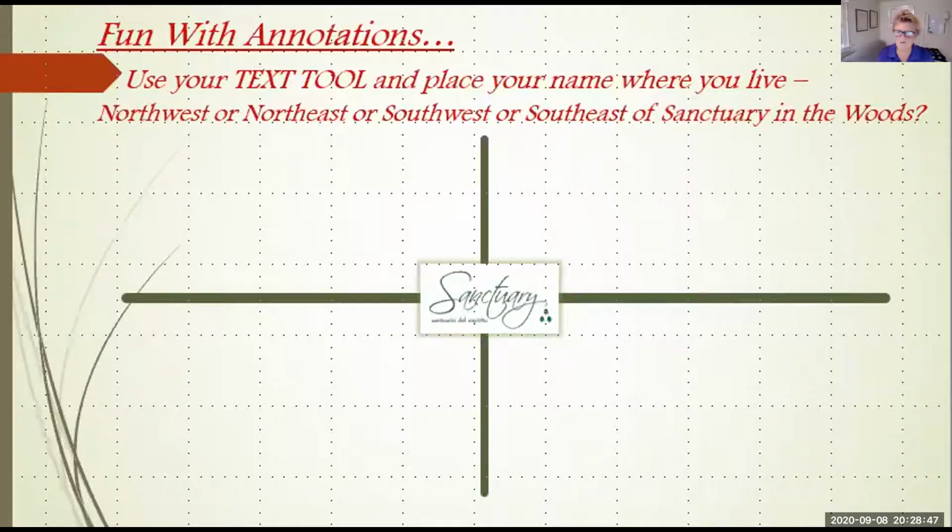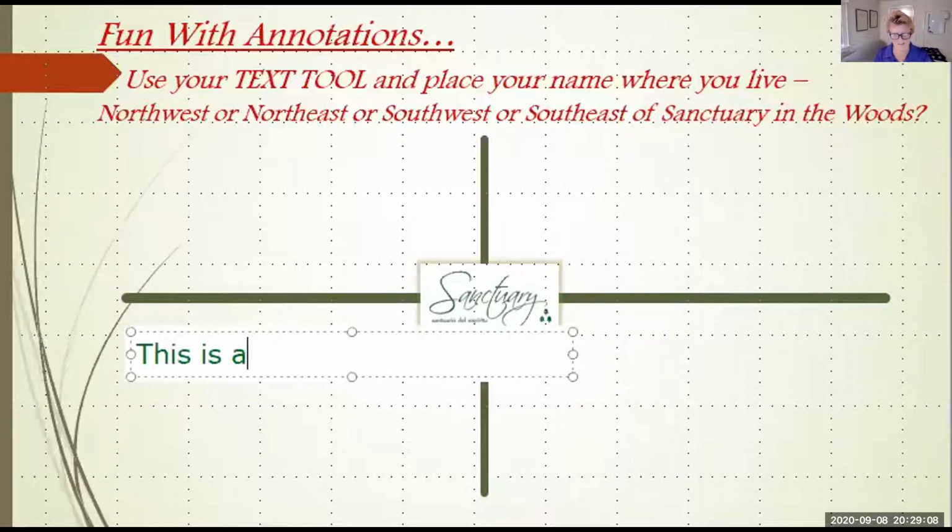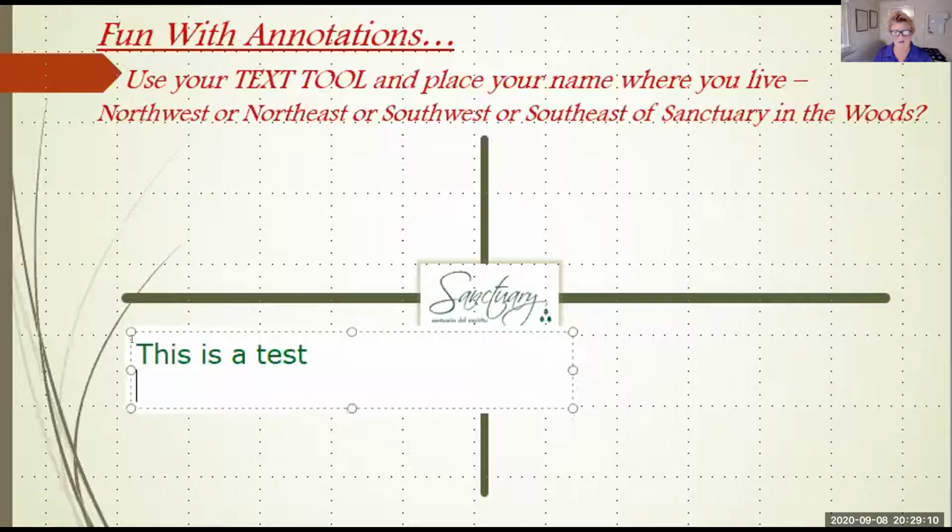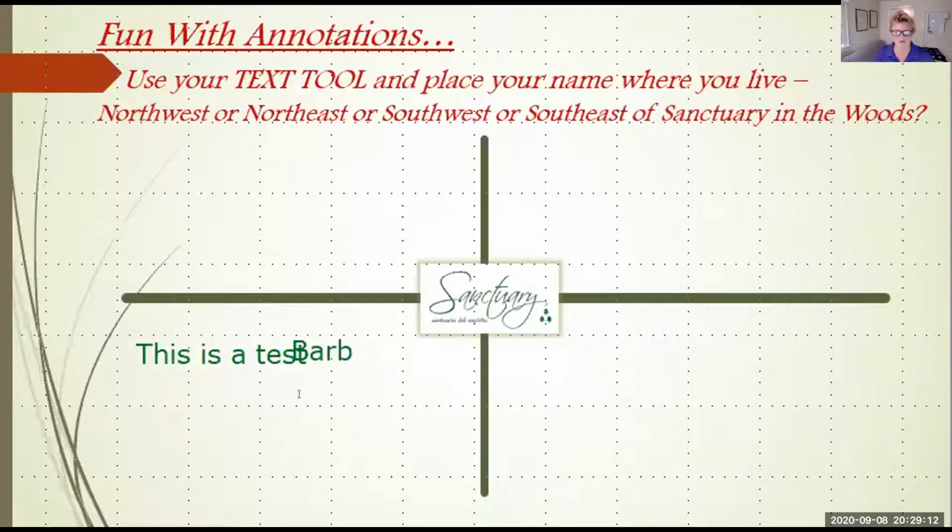So here's another thing I want to teach you. I want you to grab your text tool, back up in that annotations bar. This one's a little bit more tricky. When you choose text, you're going to come down somewhere in the slide, and when you click on it, you're going to get a little white box. This is a test. And then when you click away from it, it shows up.